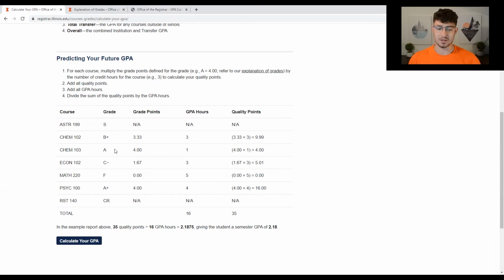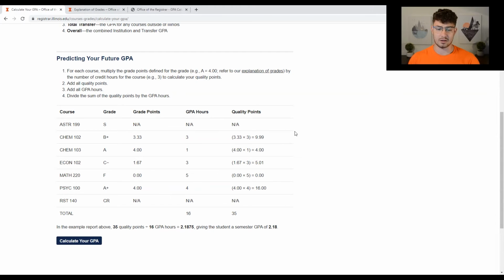We do those calculations for the rest of the courses listed here. We have 4, 5.01. And in the instance of Math 220, since we received an F in that course, that would be a 0 in terms of the grade points for 5 GPA hours. So 0 times 5 is 0, but it's extremely important to include this in your calculation, as neglecting to do so will really skew your calculation for that.